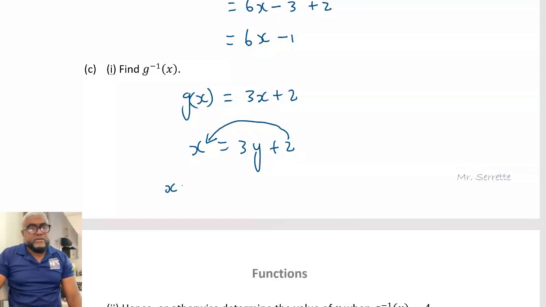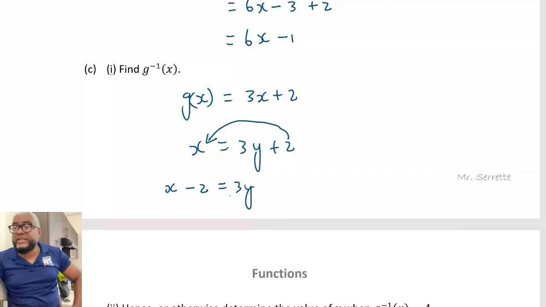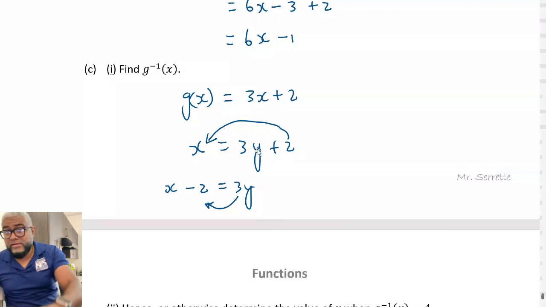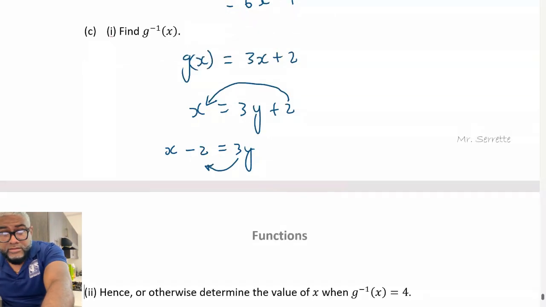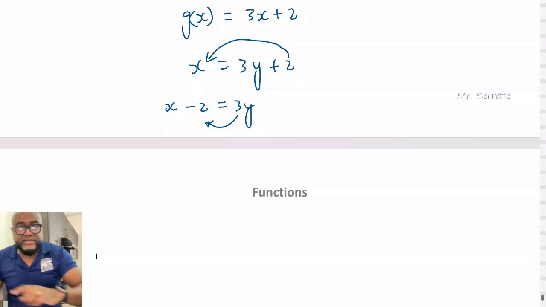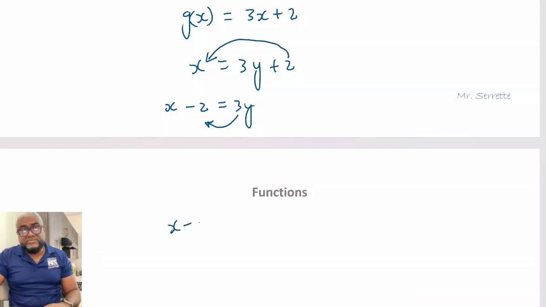So what will be x? X plus 2 or x minus 2? No, it's plus 2 on the right. So now move it to the left. What becomes x minus 2? And what remains on the right-hand side? 3y. What do we do here next? Move the 3 over. Therefore you'll divide x minus 2 by 3. So this will be x minus 2 over 3 is equal to y.